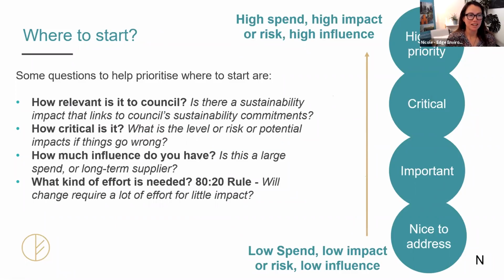Thinking about where to start, I'm going to go through this next section briefly, but there's a lot of info on the slides and we will be sharing it at the end. I'm going through it briefly just so we can catch up on time. Basically, in terms of where to prioritize, we think about where we've got high influence, high impact or high spend. We know we've got lower spend, maybe lower impact, which would be nice to address if we had all the time in the world. But we want to focus on where's that big spend. And if we look at the guide, that's where we're focused on construction, facilities and waste.